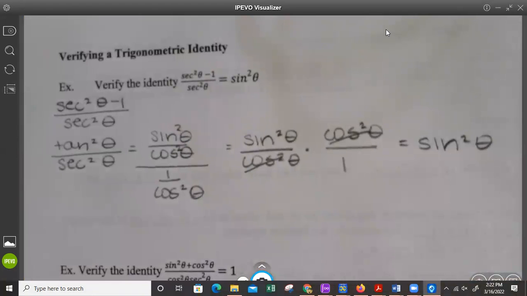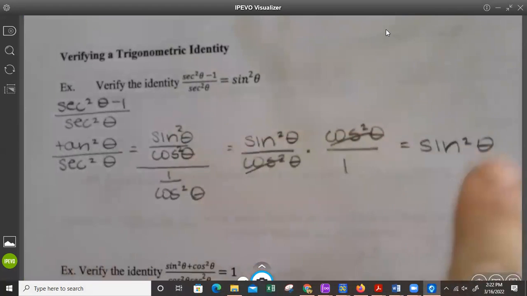This is more like what'll be on your test. You just have to work this till it gets to that.